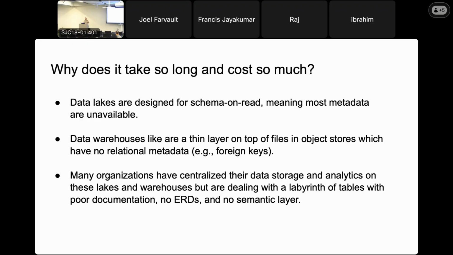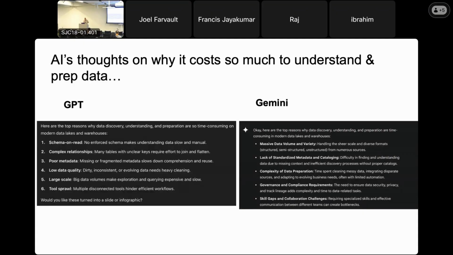So data warehouses are just a thin layer on top of these files, these Iceberg files or Parquet files, and they have no relational metadata. So many organizations have sort of centralized here, but they have no ERD, no semantic layer. It's getting solved, but it's not solved yet. And I just wanted to fact check myself. That was my opinion. So, GPT responded, number one reason why it costs so much to understand and prep data in 2025: schema on read. No enforced schema makes understanding data slow, with complex relationships. Gemini was similar. Second point was lack of standardized metadata and cataloging. So again, kind of confirming this.